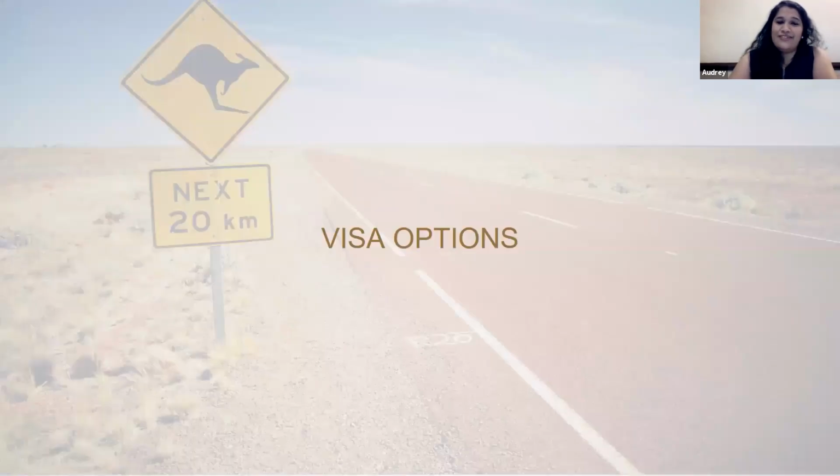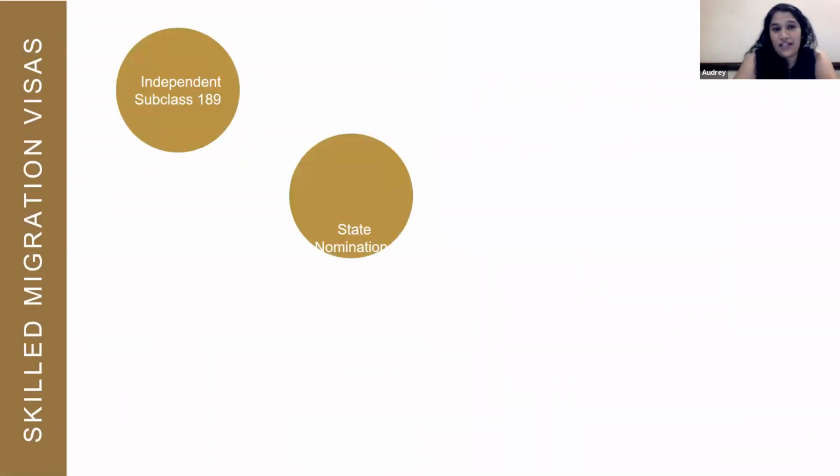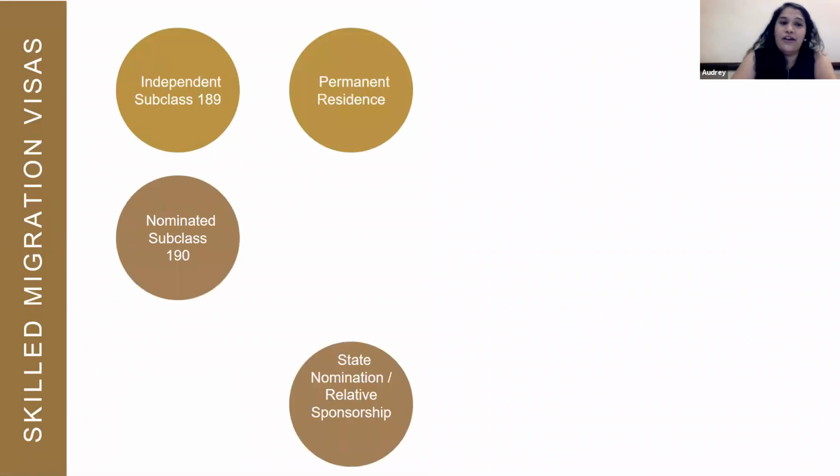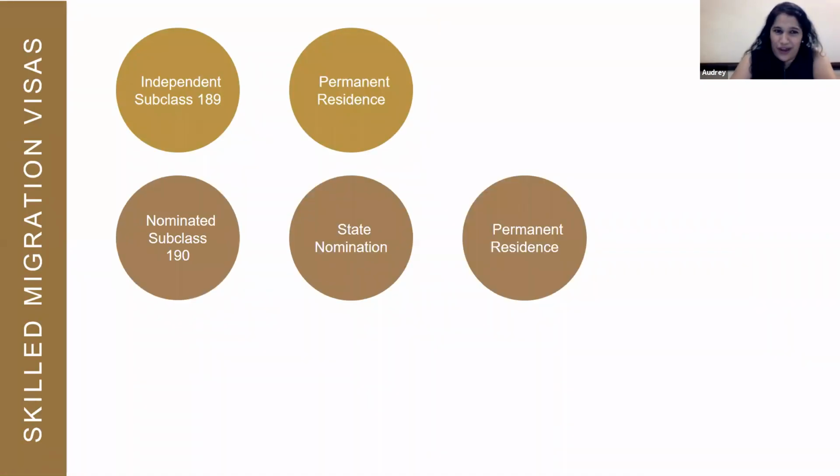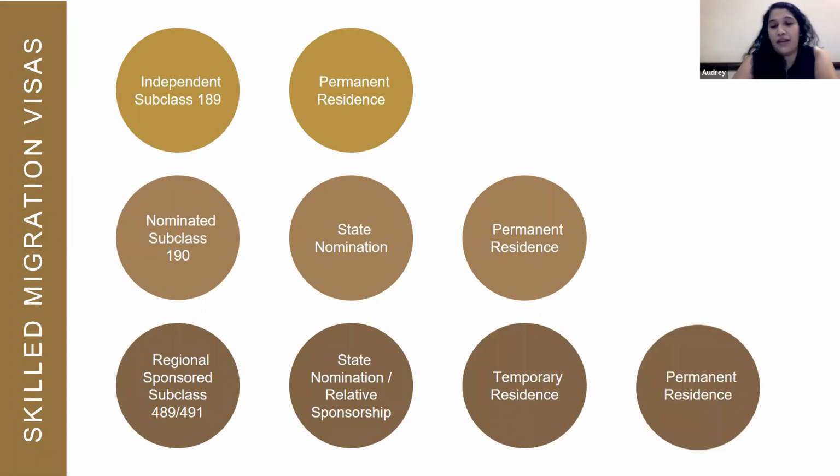All right, now let's get into the visas available for skill migration. There are basically 3 visas available. The first one is called Skill Independent 189. Independent means you do not need a state nomination or a relative sponsorship. This visa gets you direct permanent residence, and this is a 5-year visa. The next one is Skill Nominated 190, which is also a direct permanent resident visa. Through this visa, you must have a state nominate you.